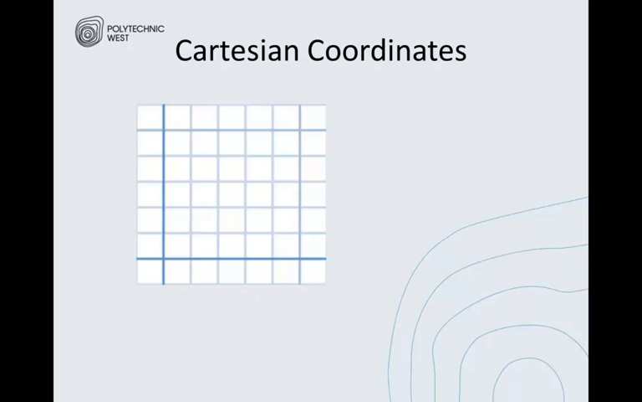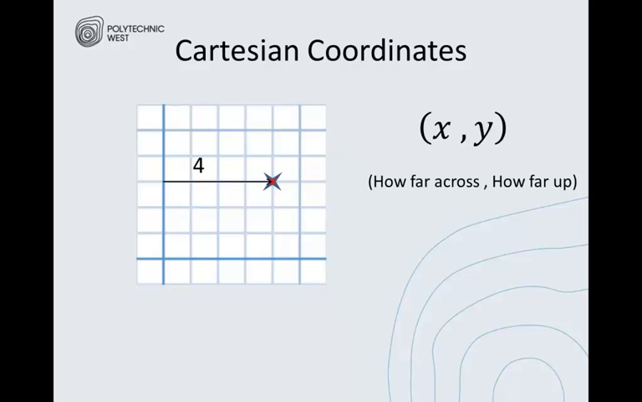Right, firstly Cartesian coordinates. They're the ones that we're actually used to. They're named after Descartes, the mathematician and philosopher. If you have a point, you can describe where that point is using its x and y coordinates, where the x is how far across and the y is how far up. So in our case this is 4 across and 3 up. So its xy coordinates are 4, 3.